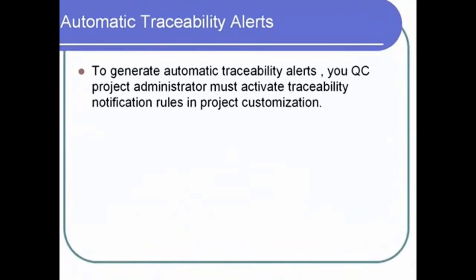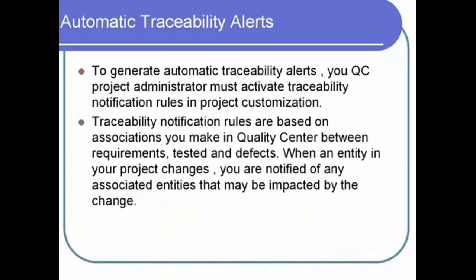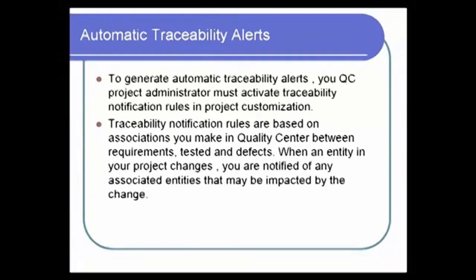Automatic traceability alerts. To generate automatic traceability alert, your Quality Center project administrator must activate traceability notification rules in project customization. Traceability notification rules are based on associations you make in Quality Center between requirements, tests, and defects. When an entity in your project changes, you are notified of any associated entities that may be impacted by the change.